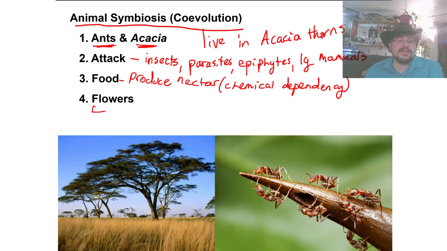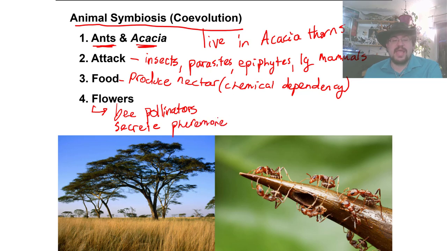What's also fascinating about this is that the ants are not the pollinators of acacia trees. Acacias have bee pollinators, but ants will attack anything. So the flowers actually secrete a pheromone that sort of pushes the ants away. So the ants don't get near the flowers, and thus the bee pollinators can come and pollinate the flowers and not have to worry about getting devoured by overly protective addict ants.